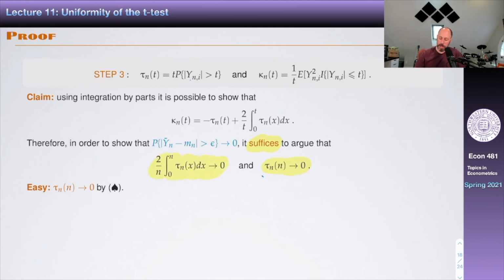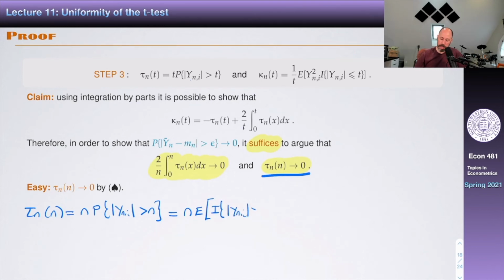So I'm going to start here. I'm going to start by showing that tau n n goes to 0. So what is tau n n? Well, tau n n by definition is n times the probability that the absolute value of y n i is greater than n. Okay? This is less than or equal to, or if you want, let's just do one step more. This is n times the expectation of the indicator that the absolute value of y n i is greater than n.